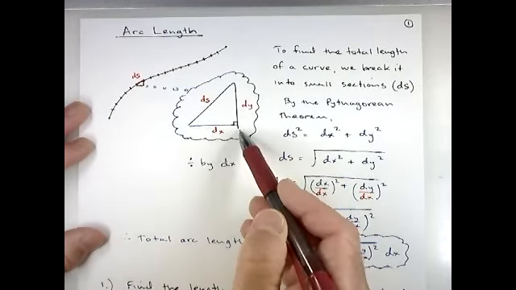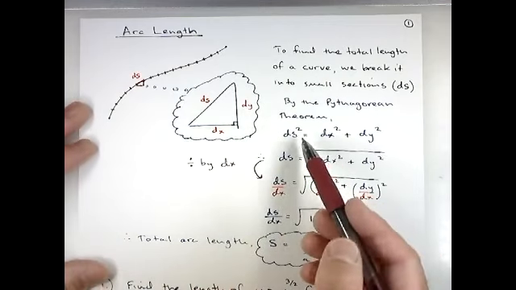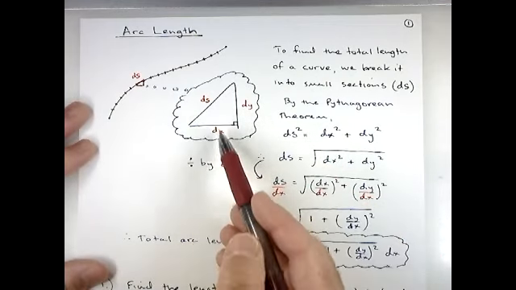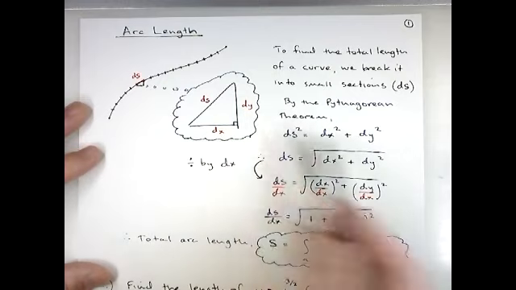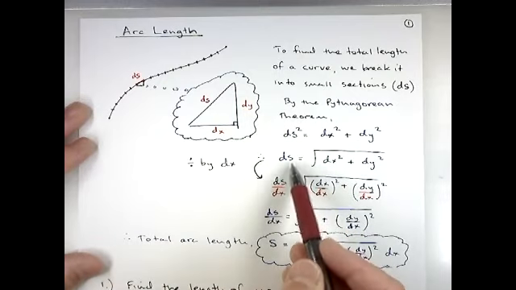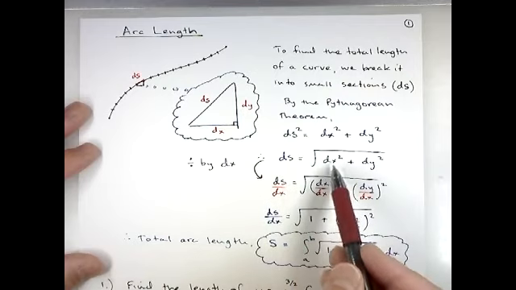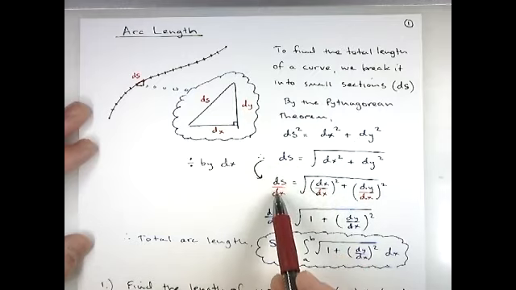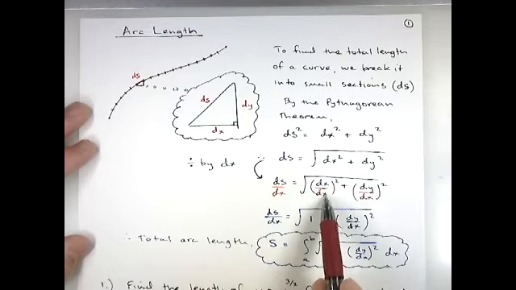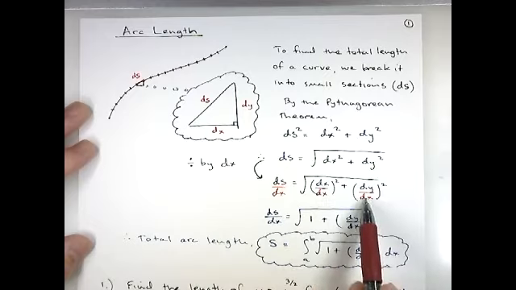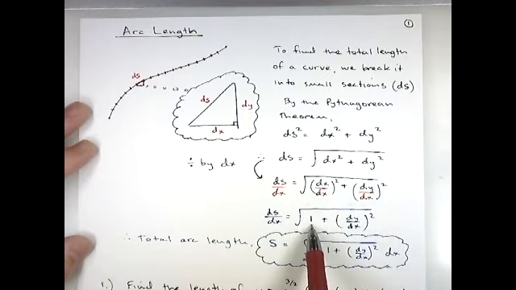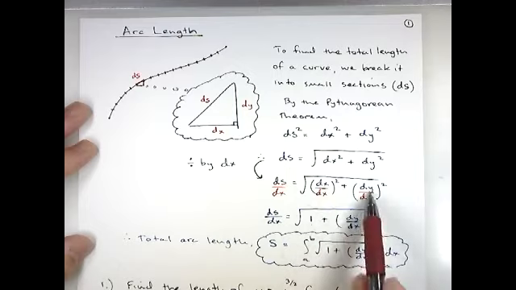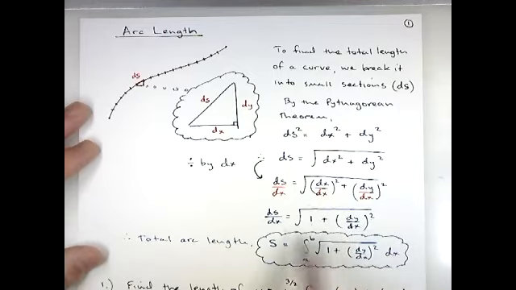Now, since this resembles a right triangle, the Pythagorean theorem says that the hypotenuse squared equals dx squared plus dy squared, which means ds itself would be the square root of dx squared plus dy squared. If I divide everybody by dx, so I have ds/dx, and put a dx in here before I square it, dx over dx is just 1. So this turns into 1 plus (dy/dx) squared.